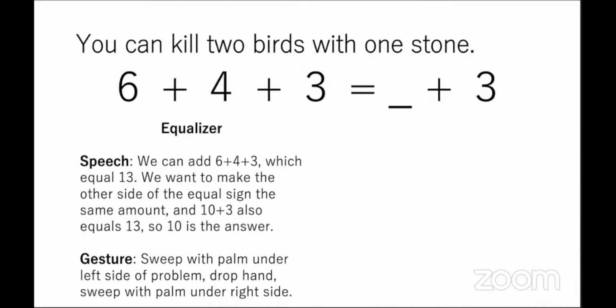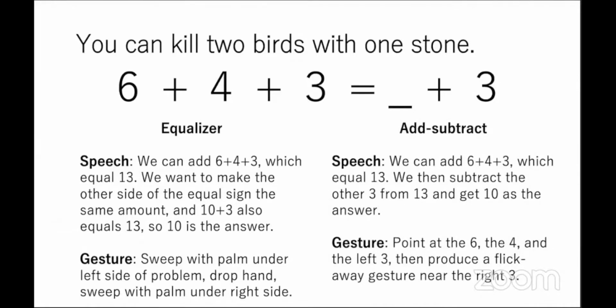While saying that, the teacher uses a gesture like sweep with palm on the left side problem, drop hand, and sweep with palm on the right side, okay, to show that both sides are equal. The other strategy is add-subtract. In the speech, the teacher may say something like, we can add 6 plus 4 plus 3, which equals 13. We then subtract the other 3 from 13 and get 10 as the answer. And the gesture is like pointing at the 6, then 4, and the left 3, then produce a flick away gesture near the right 3. Okay. So these are two different strategies to solve this problem.